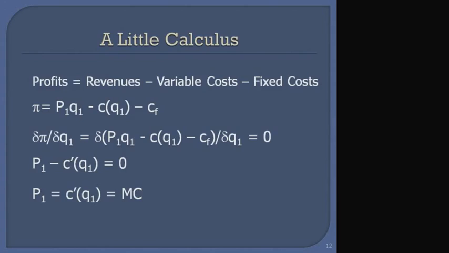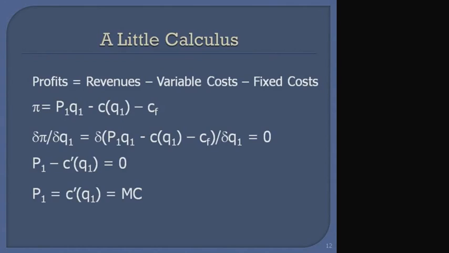Well, what happens in this case? The derivative of price times quantity, our revenue part of the equation, equals price. The derivative of our variable cost part of the equation, we represent very simply as C prime Q1, which equals the derivative of that cost function. The fixed cost is a fixed constant and therefore falls out of our derivative.